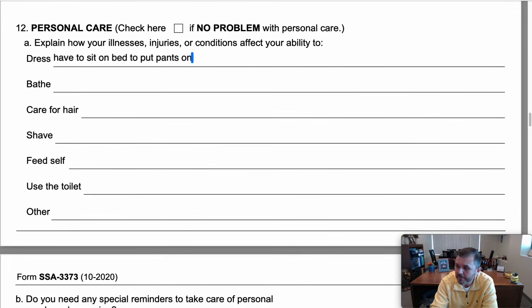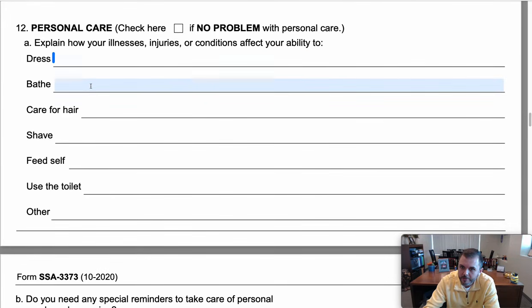I've had clients who have to take a break between putting the pants on and putting the shirt on because it's just so taxing on them. It's so painful. So I've had clients who have had to have their spouse put socks on. Obesity is an epidemic in this country, and I've had clients that, due to their weight, they cannot access their feet. That's a thing, and it's certainly appropriate to put on the form.